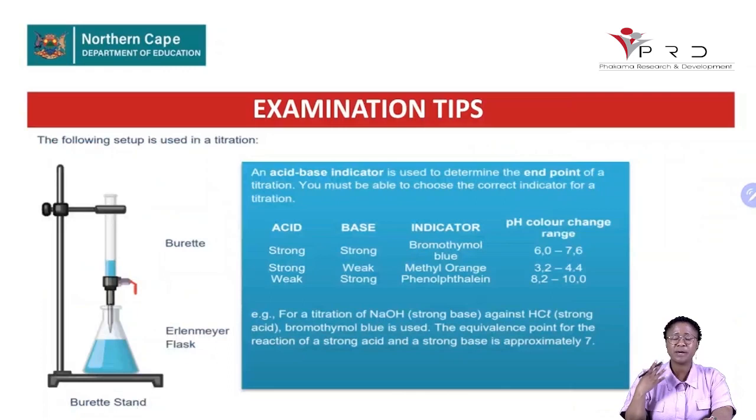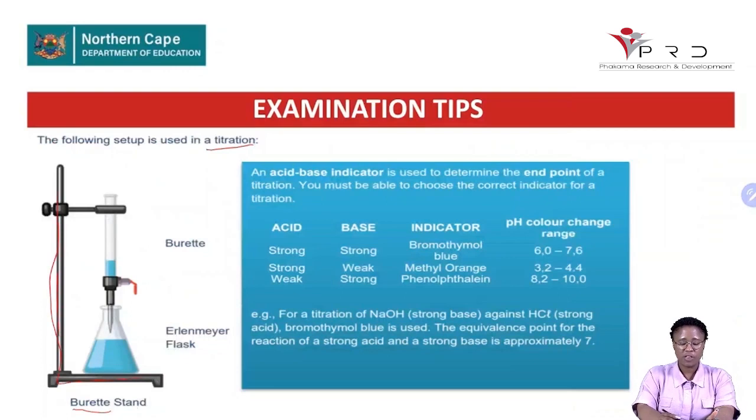ask you an experiment type of question, and normally it can be a titration. So you need to know the processes about titration. You need to know what titration is. You need to know what are the materials, or apparatus, that we use for a titration experiment. You can see here you have a burette stand. There is your burette stand over there, and then you have your burette. This is your burette over there, and then you have your Erlenmeyer flask.